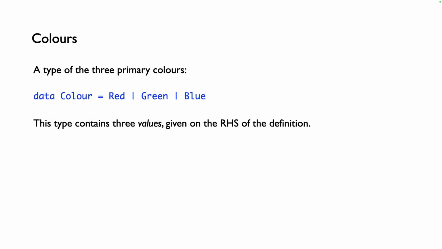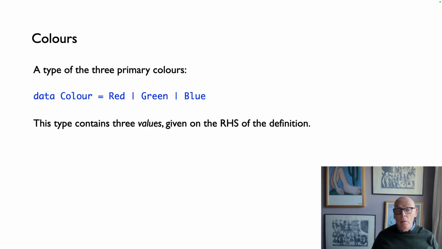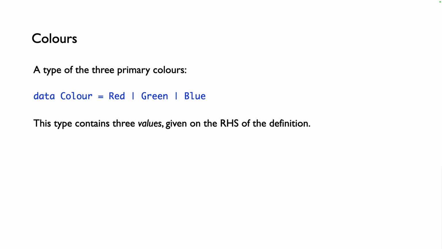So if we wanted a type of the three primary colours red, green and blue, we can define it like this. We say data, that signals that we're defining a data type, and then we give the name of the type, which begins with a capital letter. We follow that with equality, and then we give the values in the data type, which all again begin with a capital letter, separated by a vertical bar. So that says there are three values in this type: red, green and blue. And the values in that type are precisely those three things.